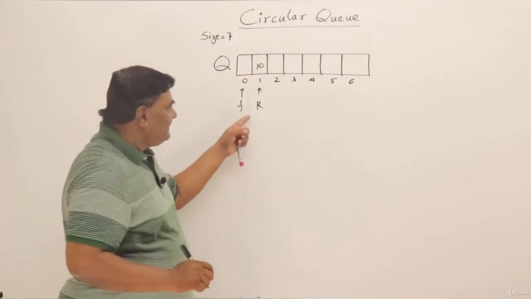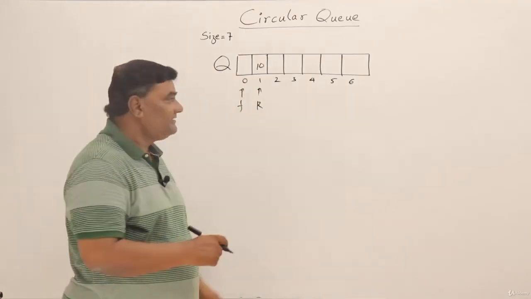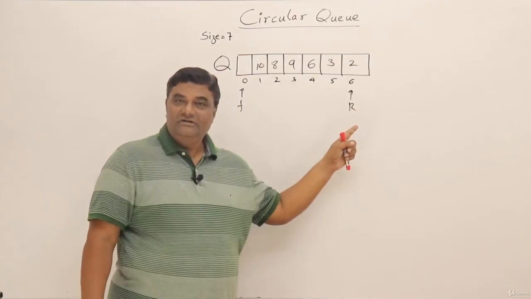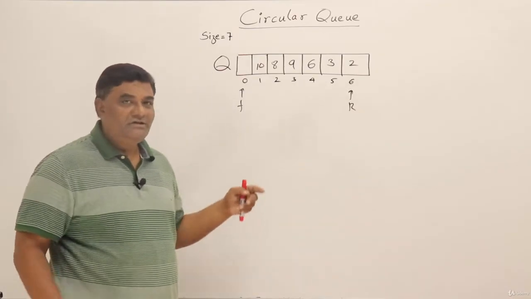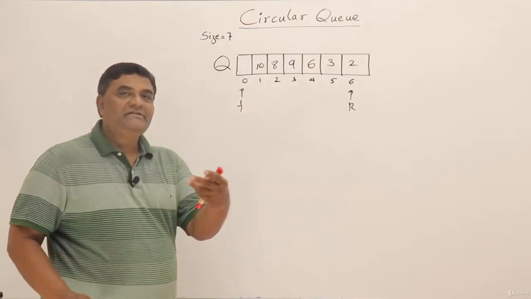Let me fill all the elements until this front reaches here. I will fill all the elements. Now queue is full. I have filled all the elements. Rear is at size -1 and front is still at 0. So queue is full. Let me delete few elements.